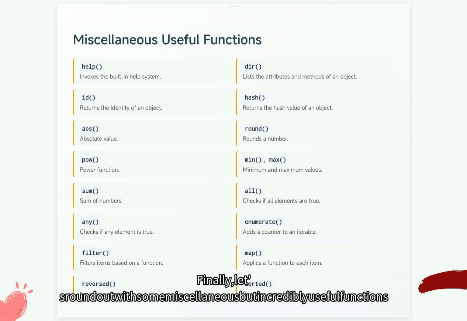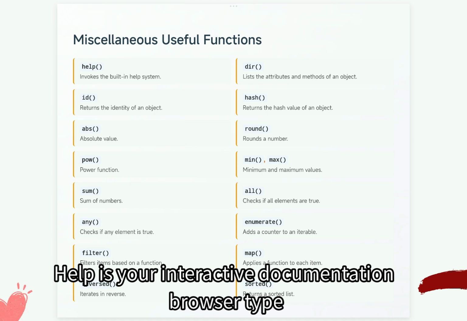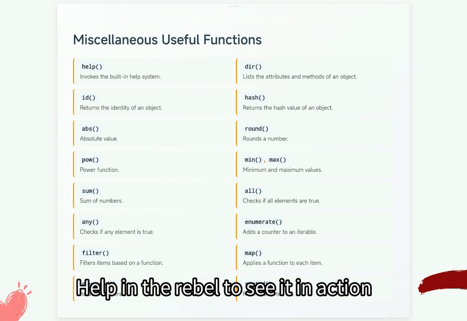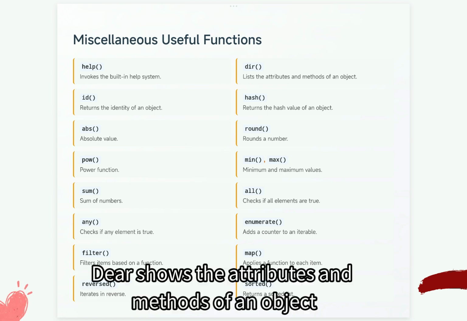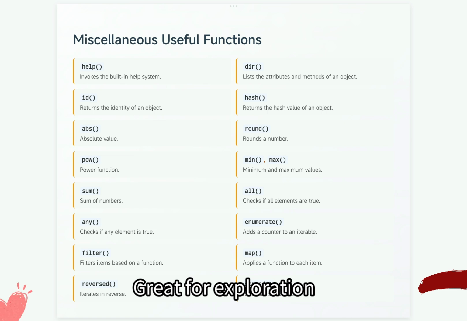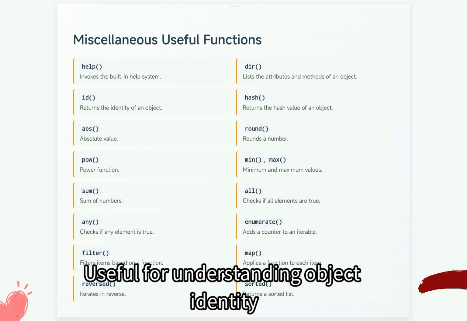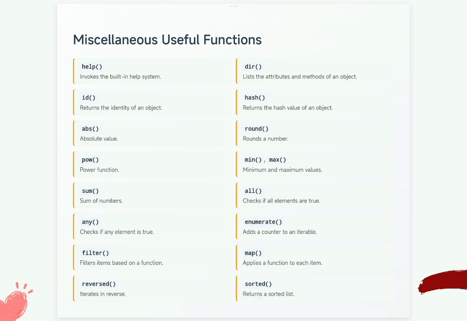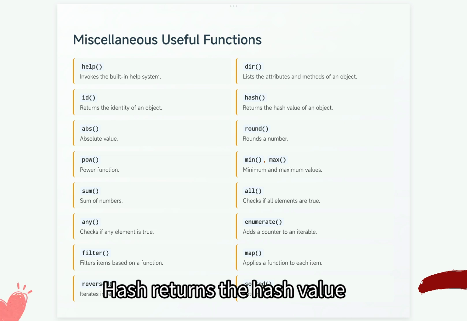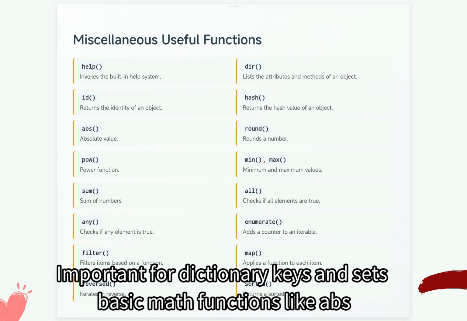Finally, let's round out with some miscellaneous but incredibly useful functions. Help is your interactive documentation browser. Type help in the REPL to see it in action. Dir shows the attributes and methods of an object. Great for exploration. Id gives the unique integer identifier of an object, useful for understanding object identity. Hash returns the hash value, important for dictionary keys and sets.